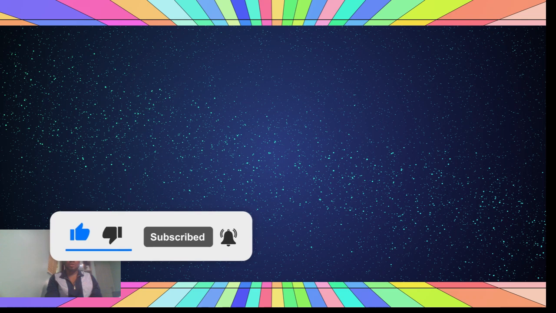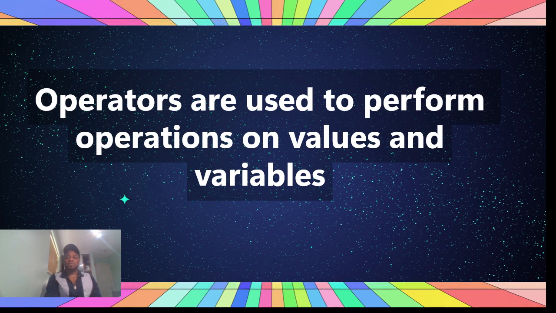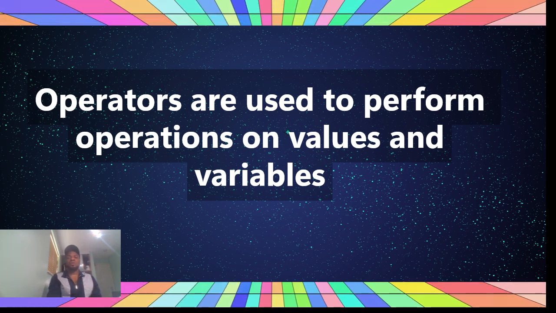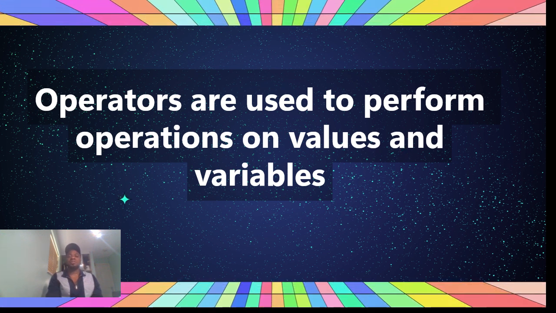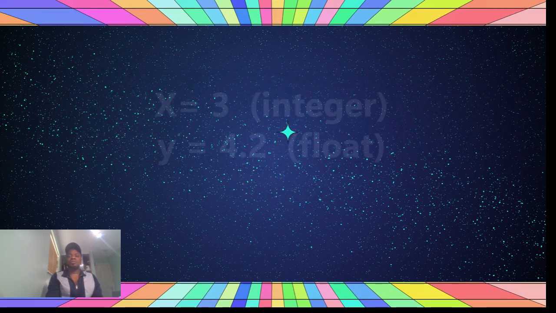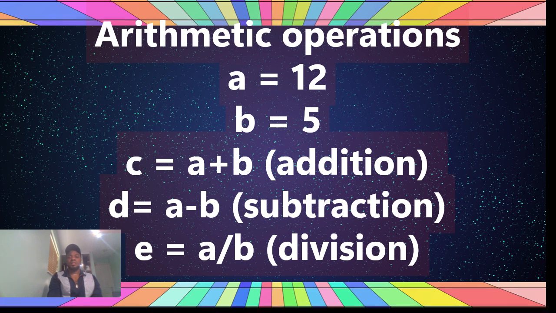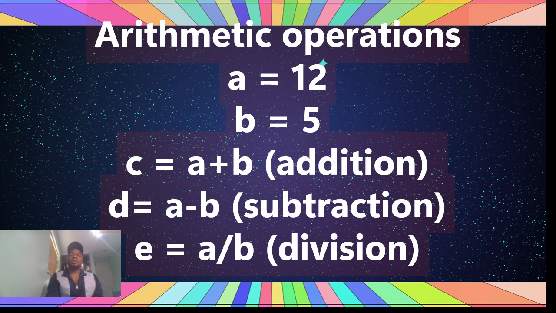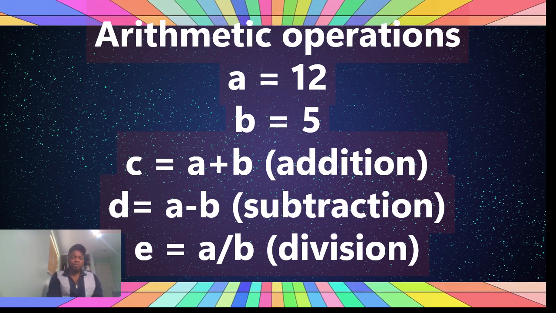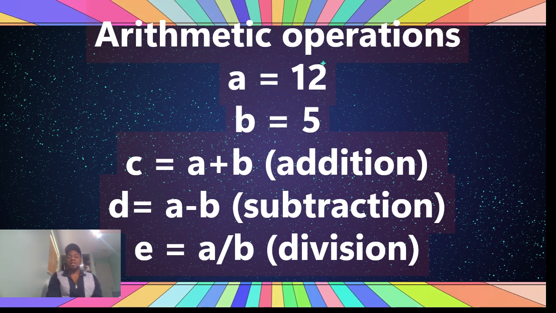Okay, let's dive into the tutorial. What are Python operators? Basically, Python operators are generally used to perform operations on values and variables. When I refer to values, I mean values such as integers or floats. For example, when you perform an addition, let's say you're adding two numbers together, you're actually performing an operation, which is addition, or you're subtracting two numbers, or you're dividing two numbers. All these are arithmetic operations that can be performed using Python.